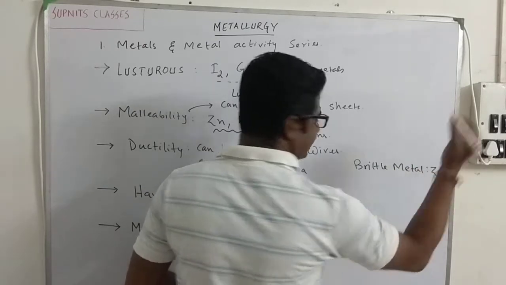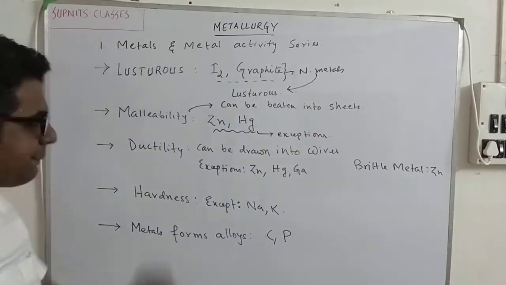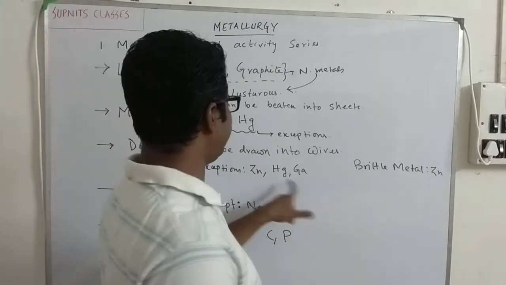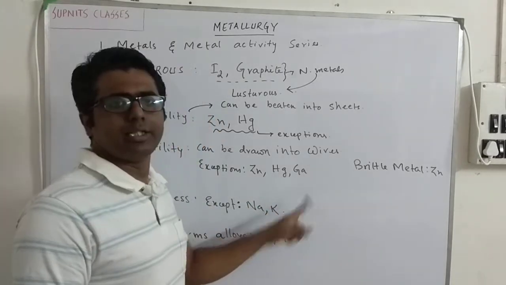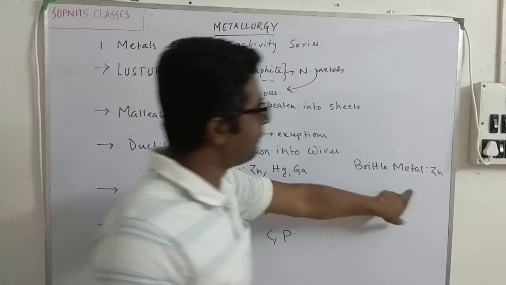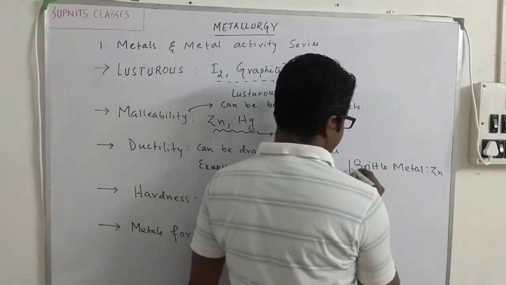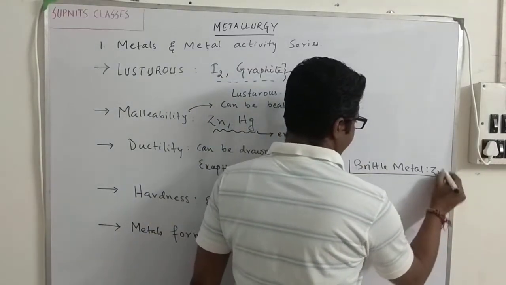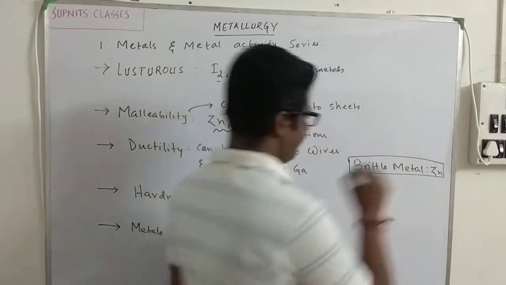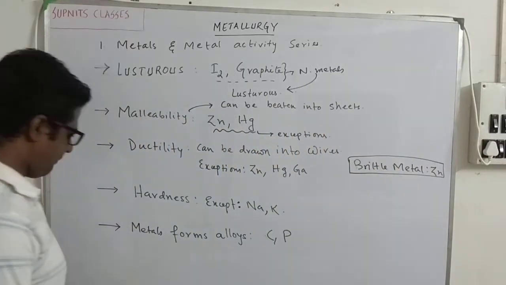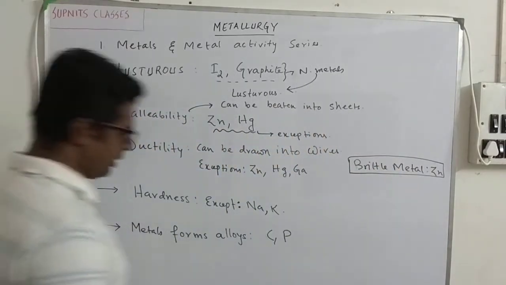Brittle metal you can write as zinc. It breaks. Look, mercury and gallium, though they are liquid, will not break, but zinc will break. So the brittle metal is zinc. This is very important. Okay, metals that form alloys: we know all the metals form alloys.